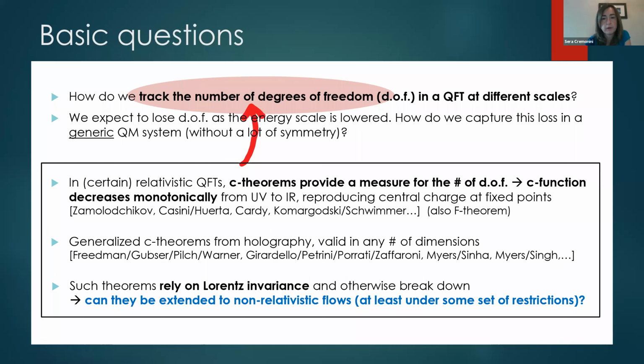But the point I want to emphasize is that all these theorems, which are beautiful and very useful, rely heavily on Lorentz invariance. And if you don't have Lorentz invariance, they break down. So we should ask whether we can extend them, or at least extend them under some set of restrictions, to cases where you may not have Lorentz invariance at all energy scales. We would like to believe that there should be a way to quantify the loss of degrees of freedom as you lower the energy, at least in some systems. And maybe this is not a general feature, but there should be some quantum system in which that is the case.